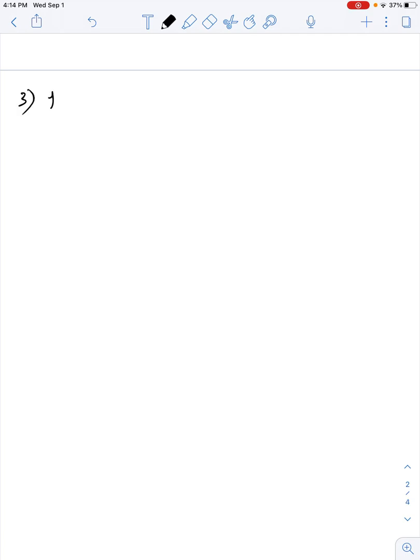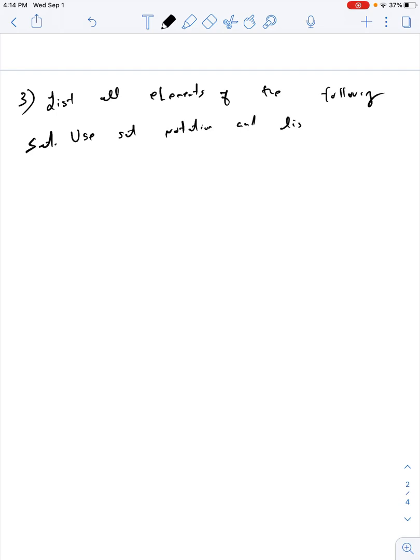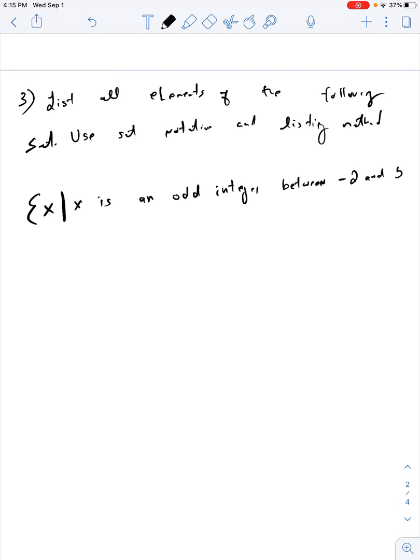Number 3, list all elements of the following set. Once again, use set notation and the listing method. All right, we have these braces, we have X, then we got this little vertical line. It says X is an odd integer between -2 and 5.